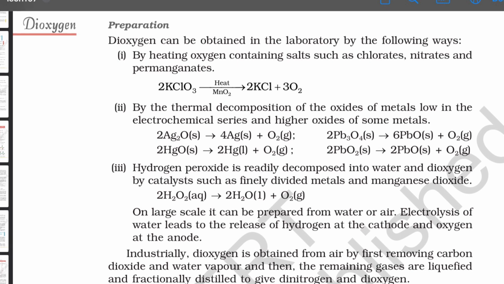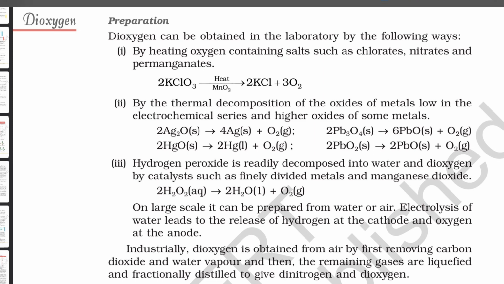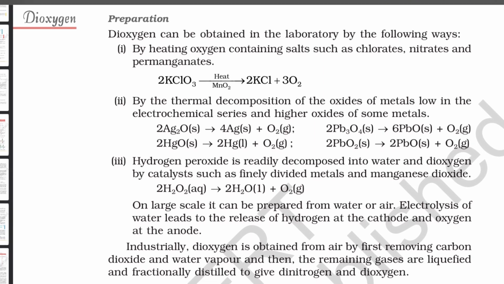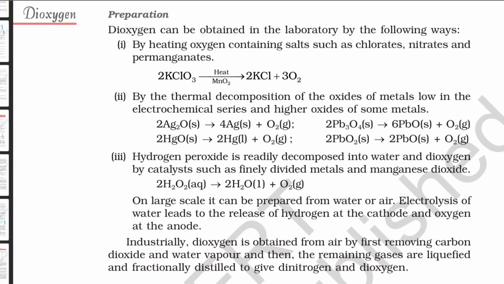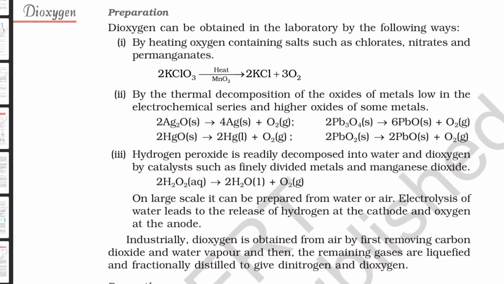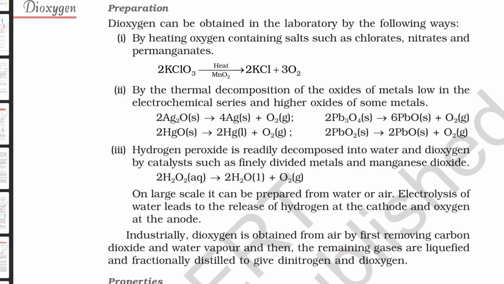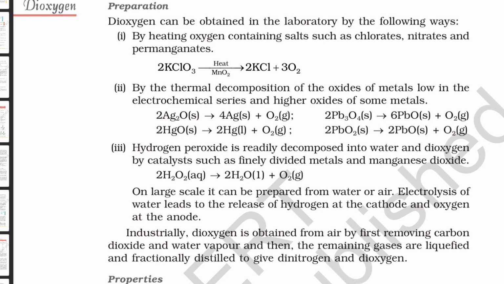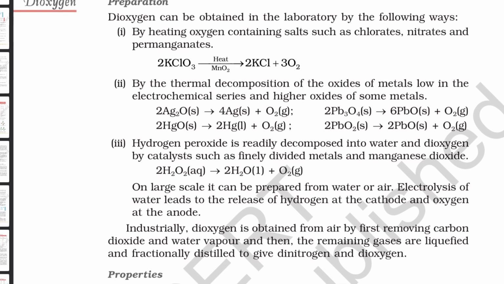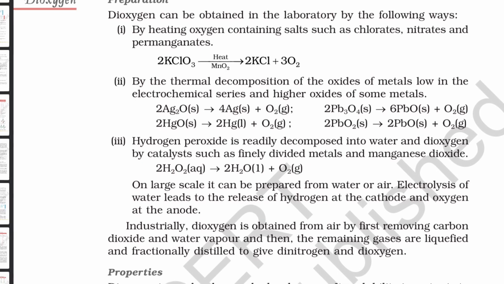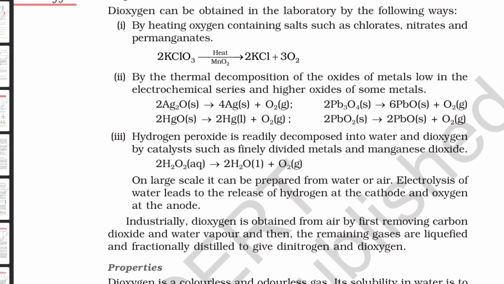Okay, but only one equation is mentioned here. By the thermal decomposition of the oxides of metals low in the electrochemical series and higher oxides of some metals: Ag2O on heating gives Ag and O2. HgO gives Hg and O2. Pb3O4 gives PbO and O2. PbO2 gives PbO and O2. Hydrogen peroxide is readily decomposed into water and dioxygen by catalysts such as finely divided metals and manganese dioxide. Remember this point, this is very important. H2O2 can be broken into water and oxygen by manganese dioxide catalyst.